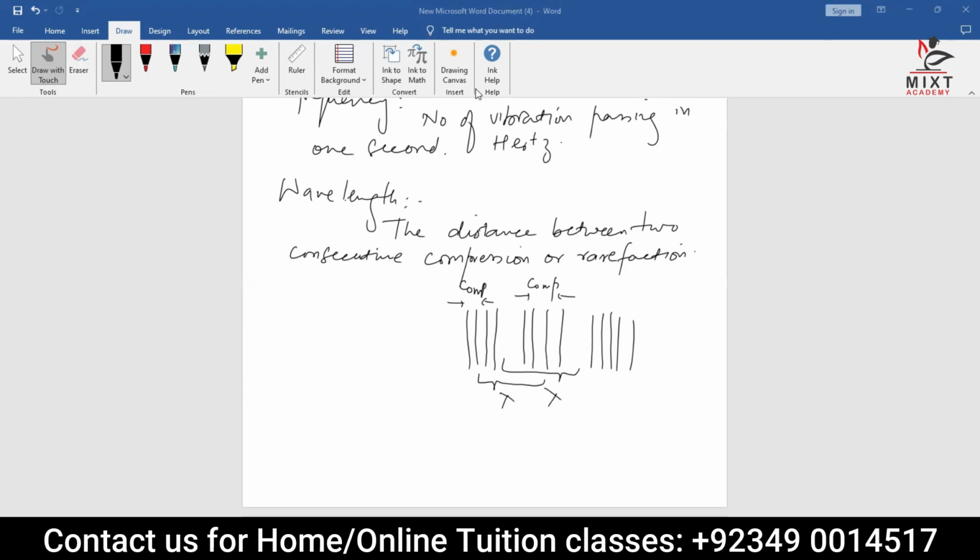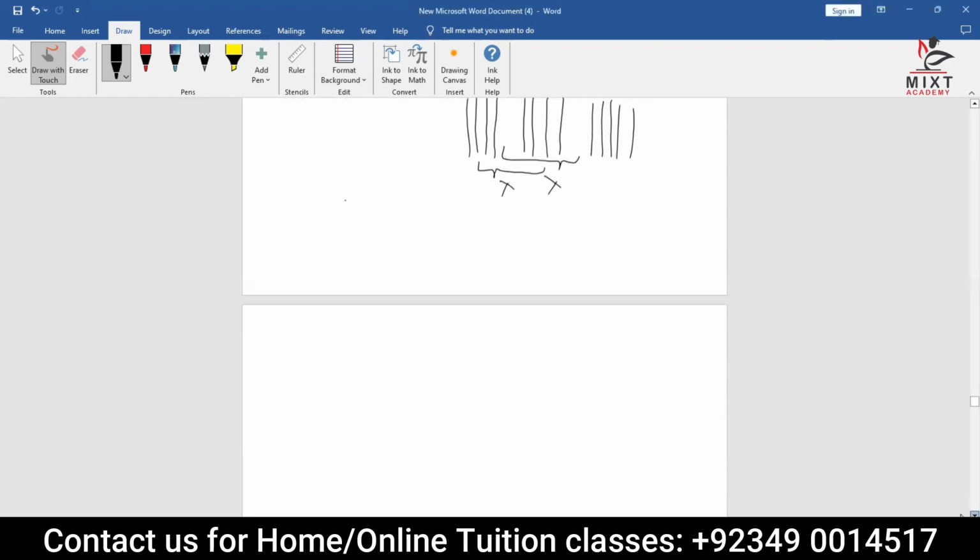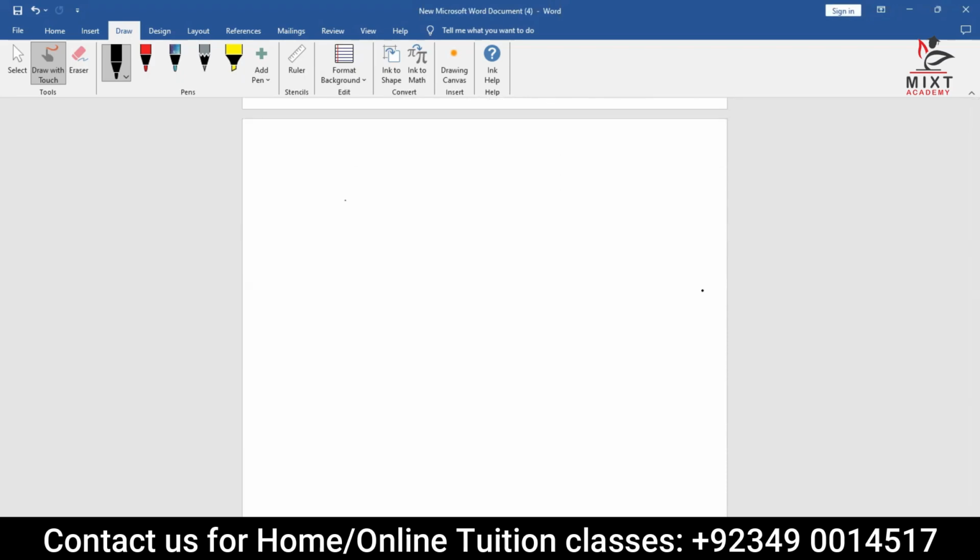Okay. Now, once you understand everything, let's quickly see the difference between transverse waves and longitudinal waves. Transverse waves on the left-hand side, longitudinal waves on the right-hand side. First difference. Any one of you, please. What is the first difference between longitudinal waves and transverse waves?